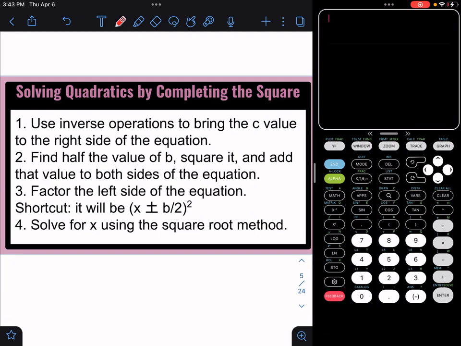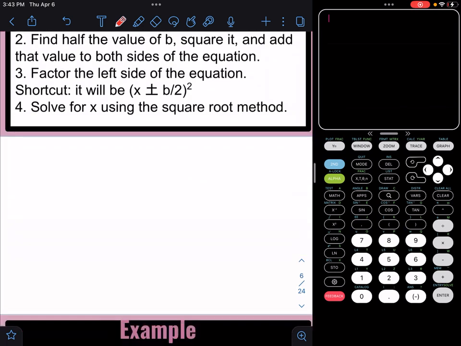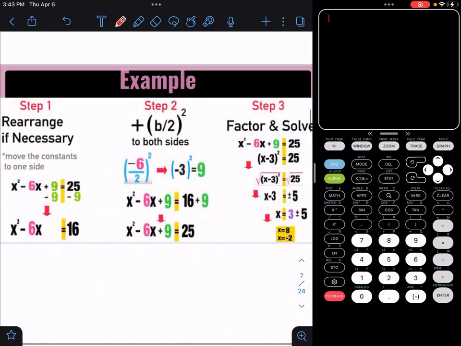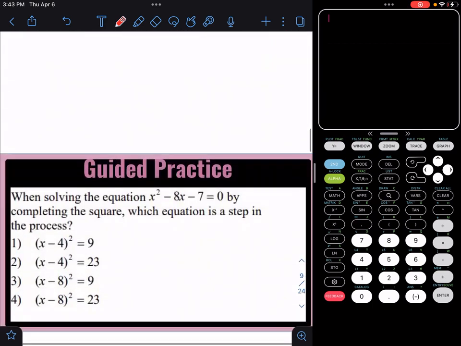Then we're going to factor the left side of the equation. This will end up looking like parentheses x, it's either plus or minus, whatever b divided by 2 is, and then you square that. And then we solve for x using the square root method. Alright, this is a quick example if you want to look through this example. Well, let's get started on an example of our own.